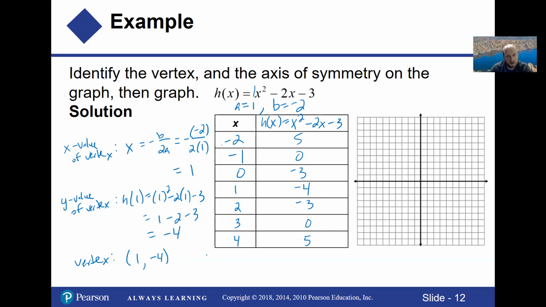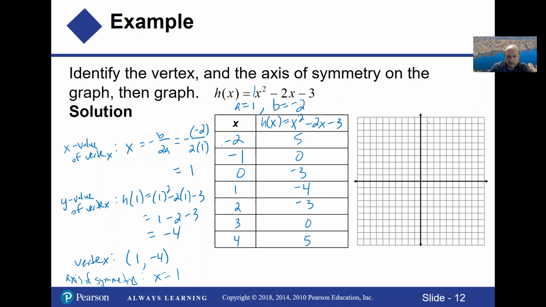I don't care what order you do it in. I just want you to know how to do it, and to know how to do some of the steps here. And so the vertex is at (1, -4), and the axis of symmetry is at x equals 1. It's always the x value of the vertex.